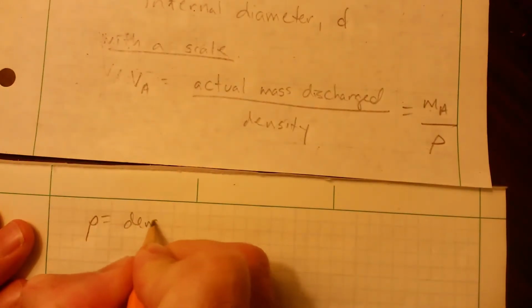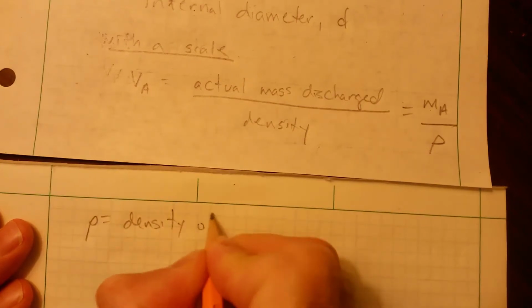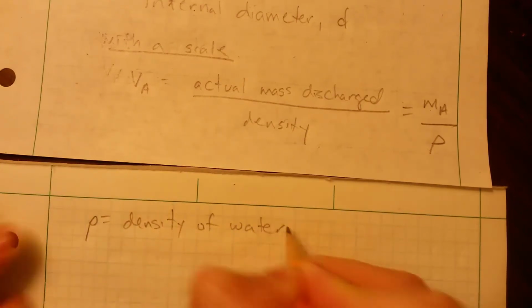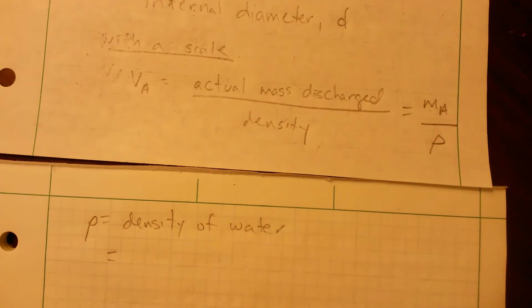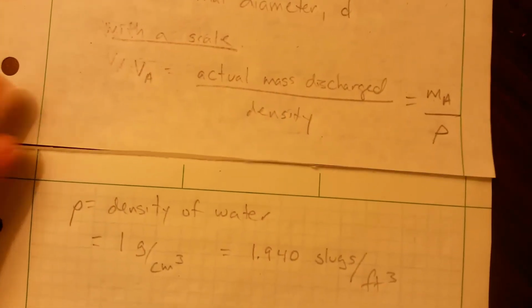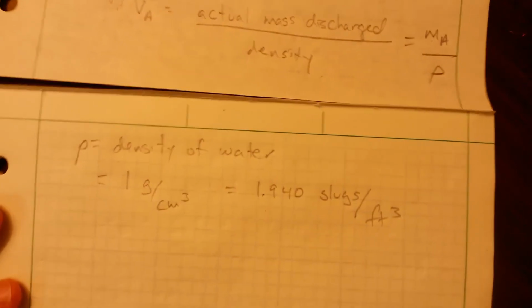Where rho is the density of water. And if I remember right, that's about 1 gram per cubic centimeter. Or if you're using the U.S. customary system, it's 1.940 slugs per foot cubed. So that's straightforward. We just pump water and we measure how much comes out.